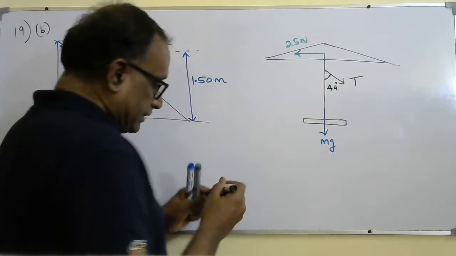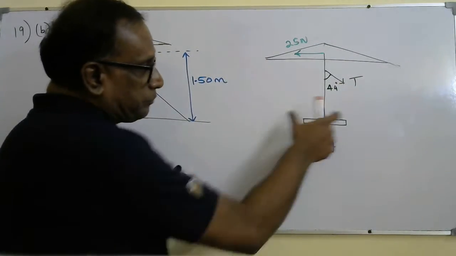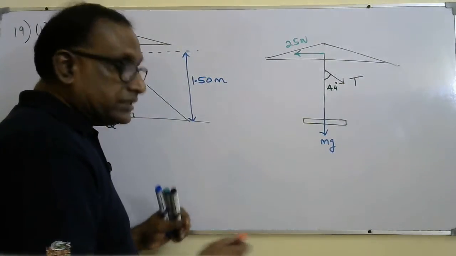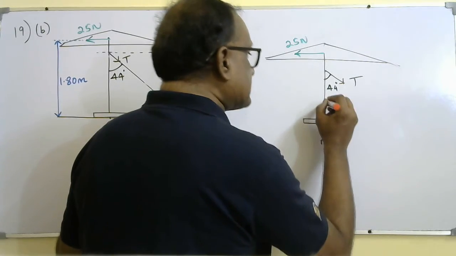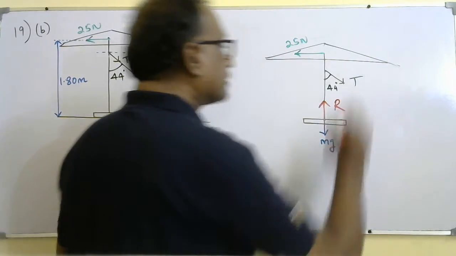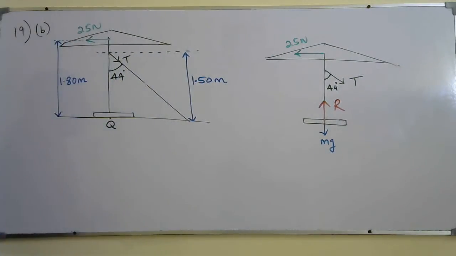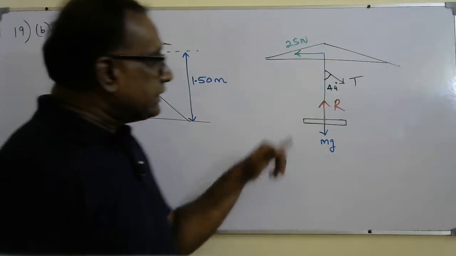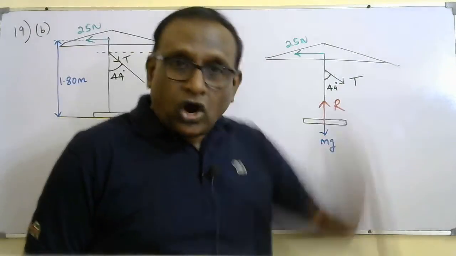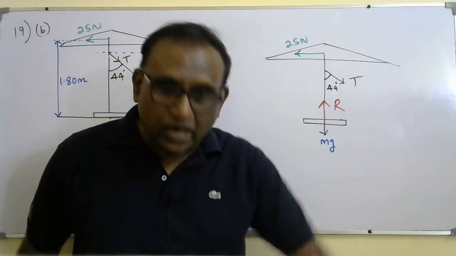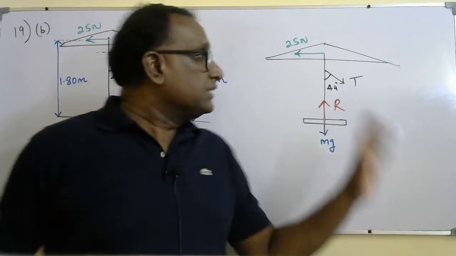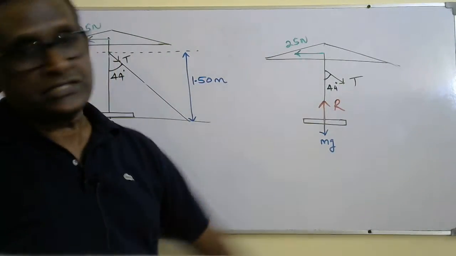Then there will be a normal reaction. The base will push the ground down, and the ground will push the base up. The normal reaction will be in this direction. I'll make it R, the contact force. They asked to find the total push given by the parasol on the ground, that is equal to R, according to Newton's third law. So these are the forces acting on the parasol.